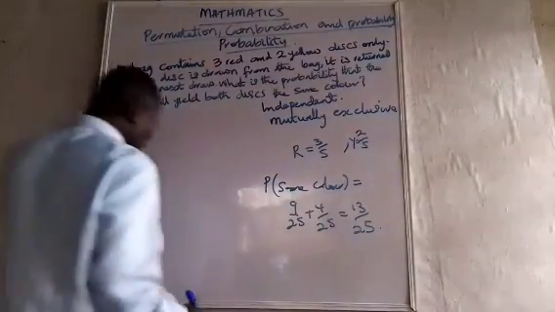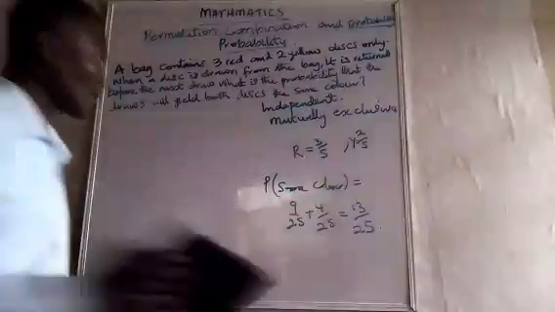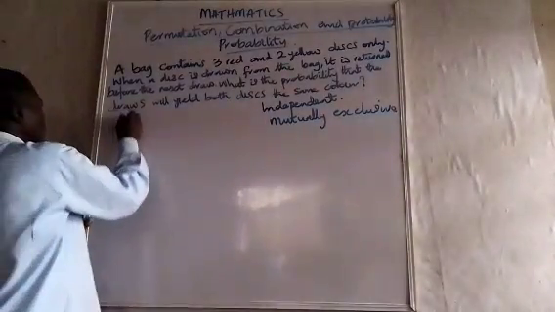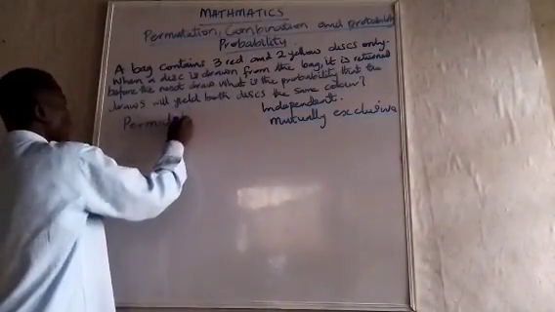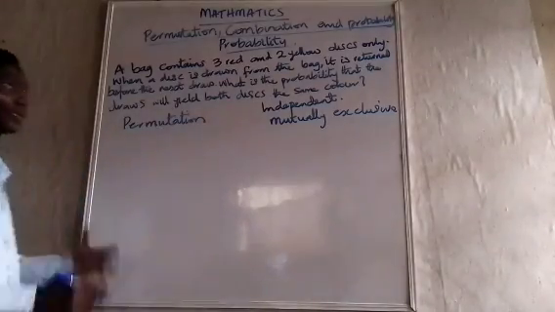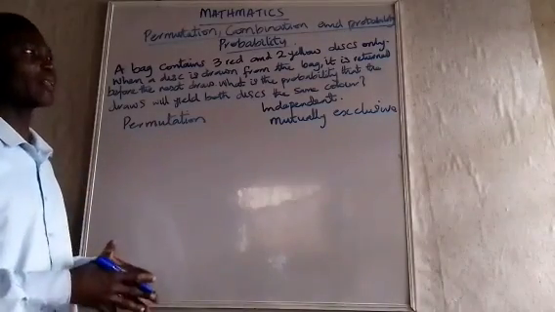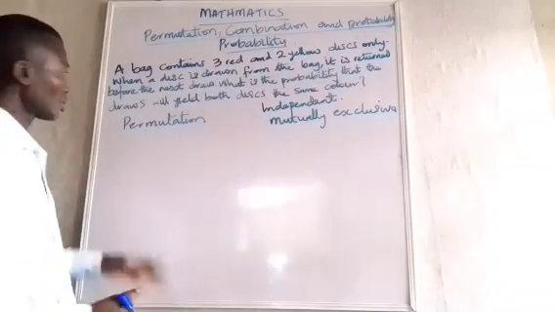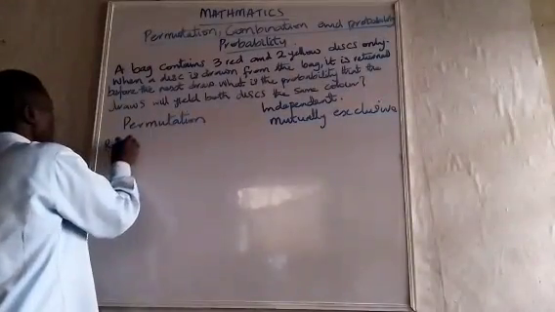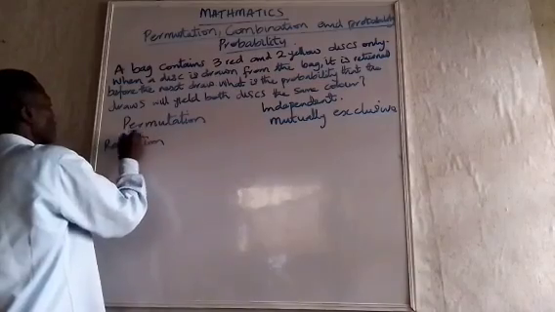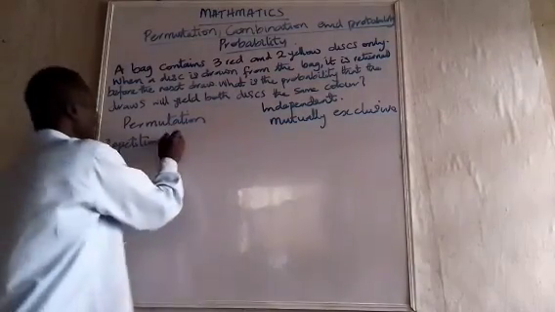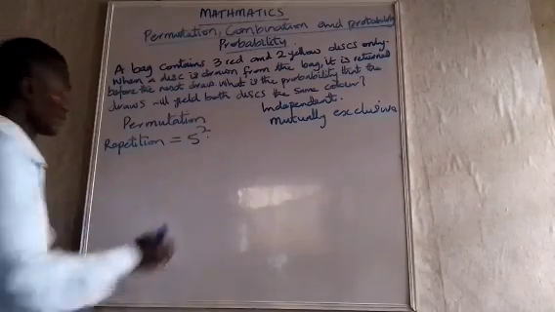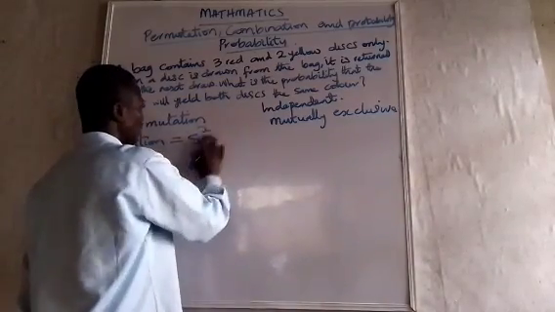Let's look at it from the permutation perspective, or arrangements. You know, in this instance, we can see that we can repeat. That is, you can return it and you can pick again. So in this instance, we have repetition. So the total possible event is going to be 5 raised to the power 2. That is the total possible arrangements.